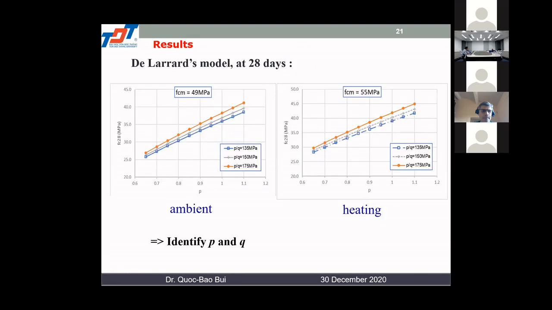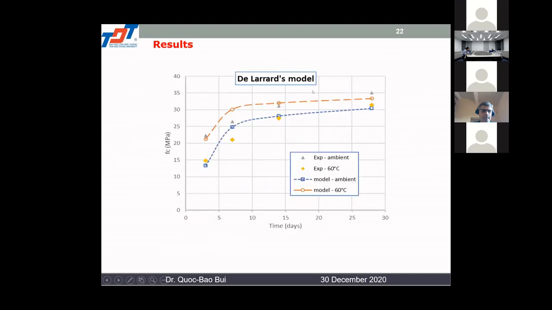The same for the second model. We have done the same approach to identify the values of P and Q. And here we obtain a similar trend. We obtain the better result. The numerical lines are closer to the experimental values. Only at 7 days, the values are more different. There is more difference between experimental value and numerical value.